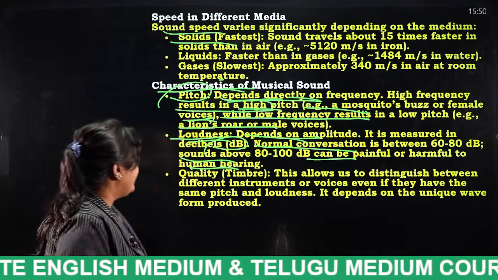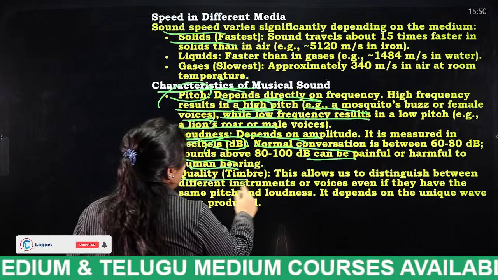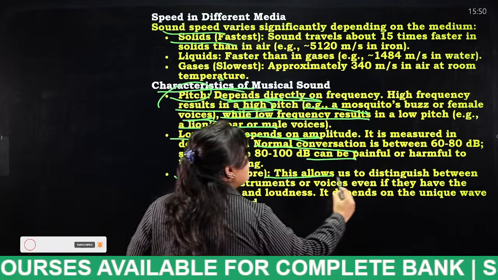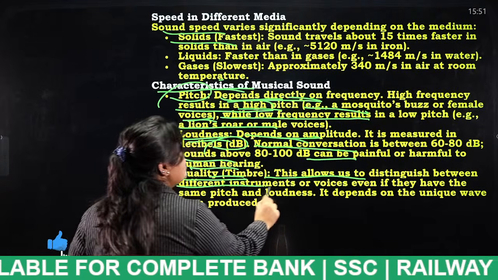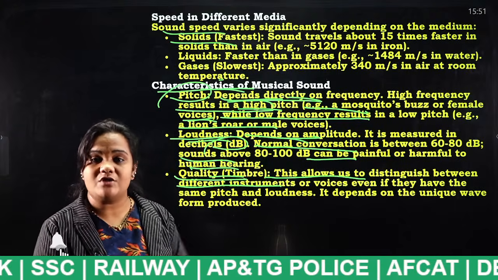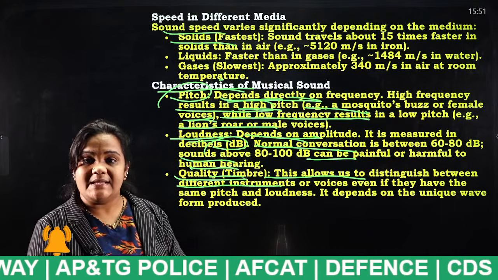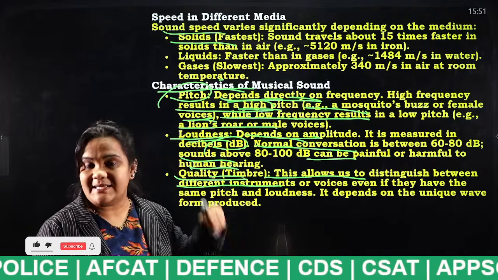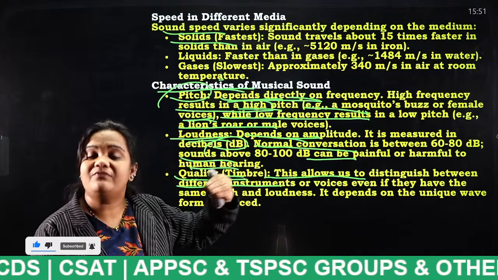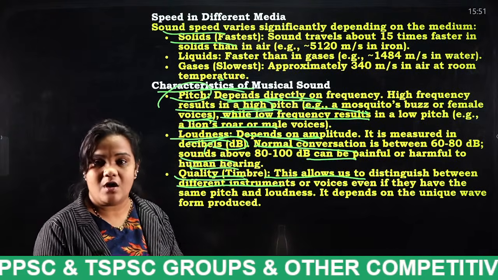Okay. Next, quality or timbre. Quality or timbre means what, students? This allows us to distinguish between different instruments or voices. Very, very important. Quality or timbre of sound means these characteristics allow us to distinguish the different instruments, voices or noises.